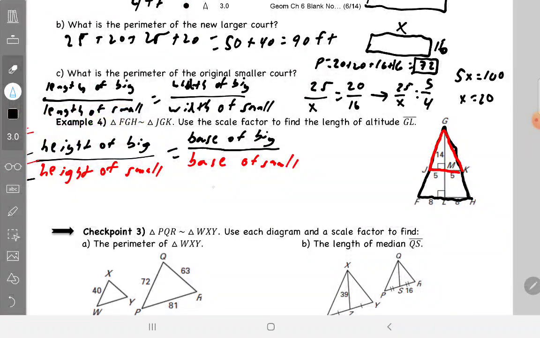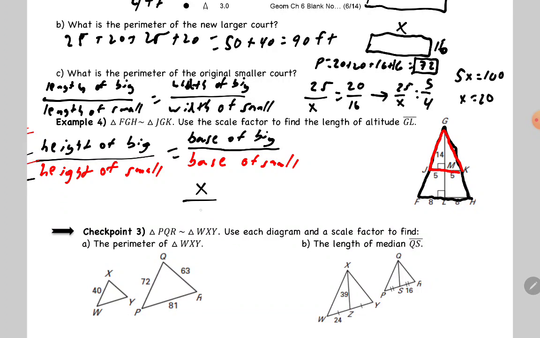When I put my numbers in, this is going to be x over height of the small, which is 14, the height of this red triangle. The base of the black triangle is 8 plus 8, which is 16. And the base of the red triangle is 10, that's 5 plus 5. I'm going to reduce this so that x over 14 equals 8 over 5. When I multiply this out, I'll get 14 times 8 equals 5x.